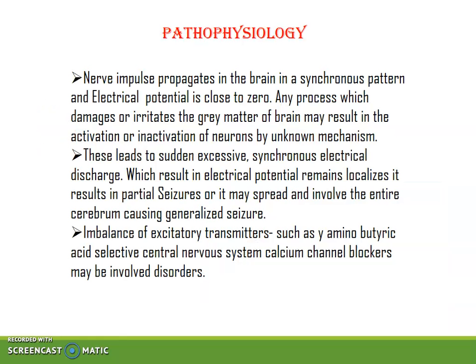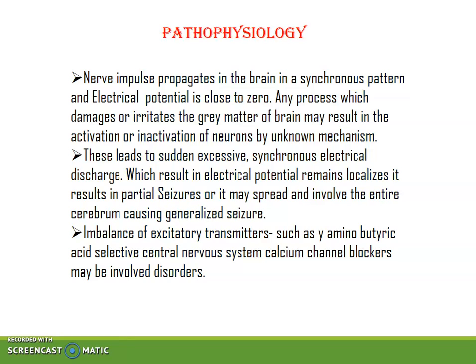Pathophysiology of epilepsy. Nerve impulses propagate in the brain in a synchronous pattern and electrical potential is close to zero. Any process which damages or irritates the grey matter of the brain may result in activation or inactivation of neurons by an unknown mechanism. This leads to sudden excessive synchronous electrical discharge, which results in electrical potential that remains localized. It results in partial seizure, or it may spread and involve the entire cerebrum, causing generalized seizure.